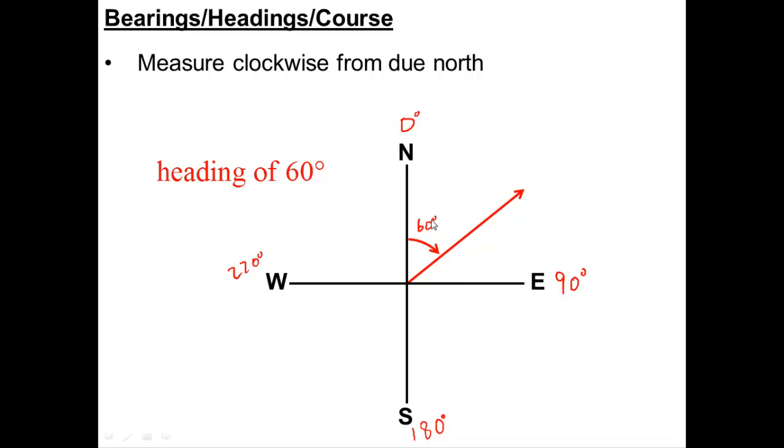Now, this is nice, but it's not helpful when I'm doing all of my mathematical formulas, which are always based on standard position. So anytime I'm given a heading, a bearing, or a course, I need to convert it to standard position, which really isn't that difficult. If this is 60 degrees right here, then this angle would have to be 30 degrees. Remember that a standard angle is measured from the positive x-axis. So when we're dealing with navigation, that just means we have to figure out where we are in relation to due east.